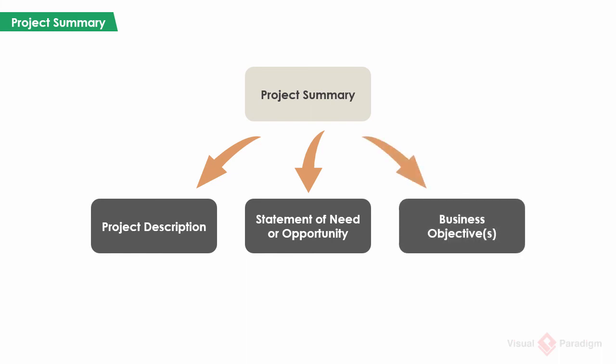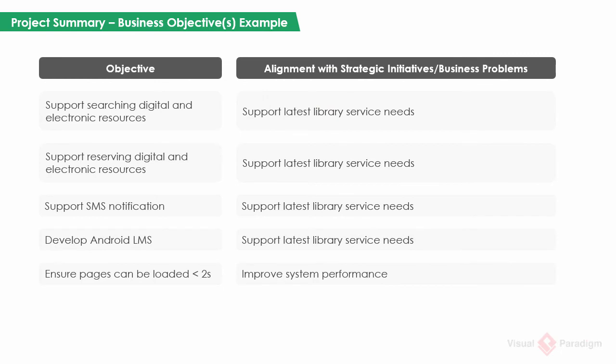Business objectives. The desired result produced by a project that answers or resolves the business problem. Define the specific business objectives of the project, and correlate them to the strategic initiatives or issues identified. Here are some examples of business objectives of a library management system. We have objectives like to support searching digital and electronic resources, reserving digital and electronic resources, SMS notification, and etc. Each objective should relate to at least one strategic initiative or business problem.